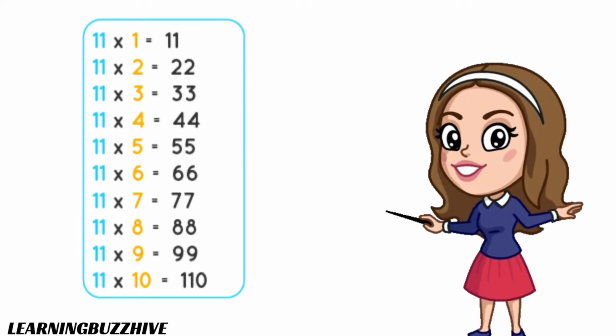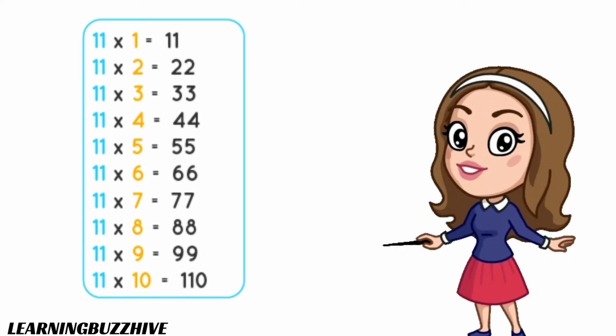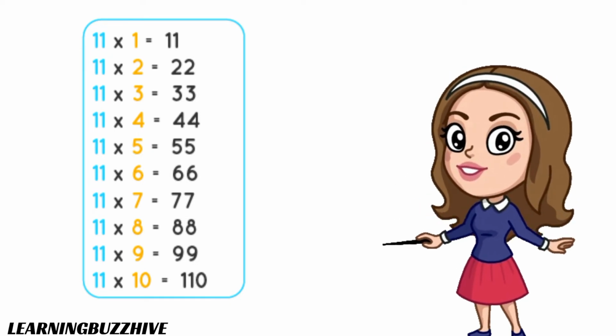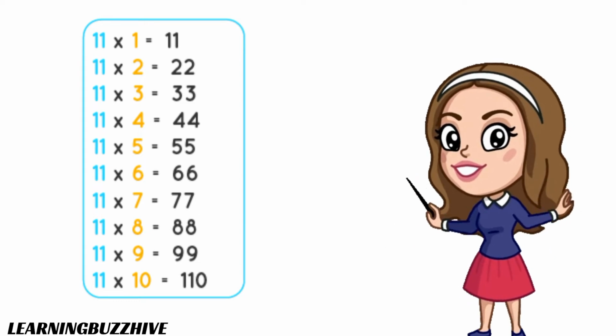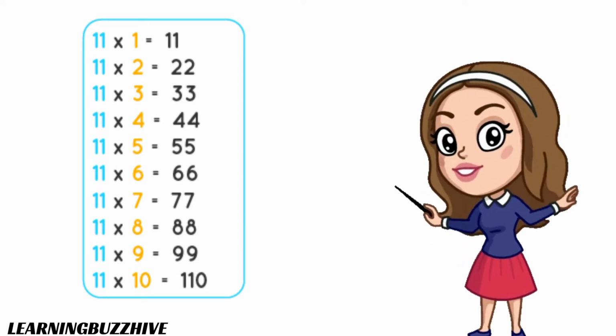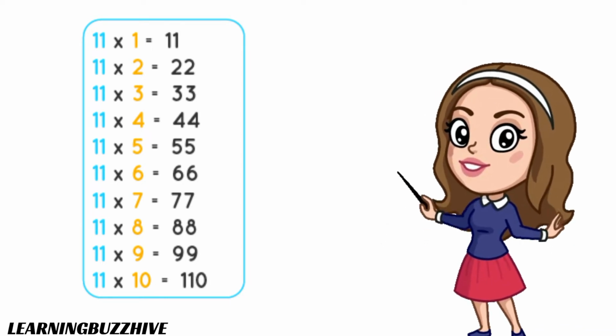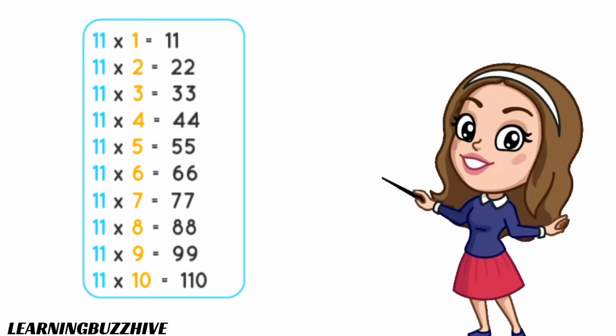11 sevens are 77. 11 eights are 88. 11 nines are 99. 11 tens are 110.